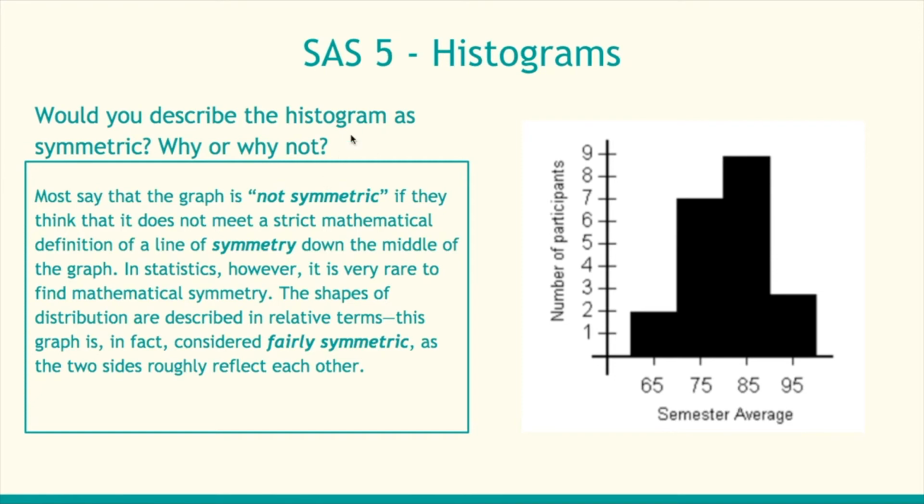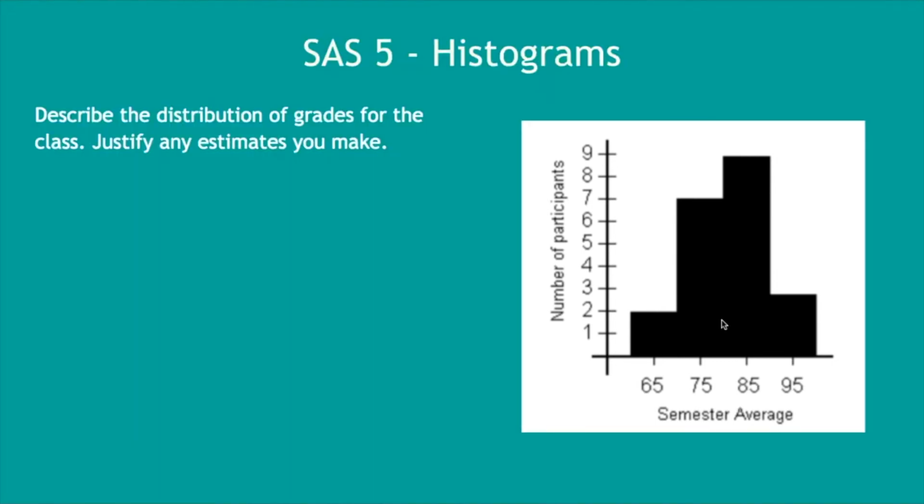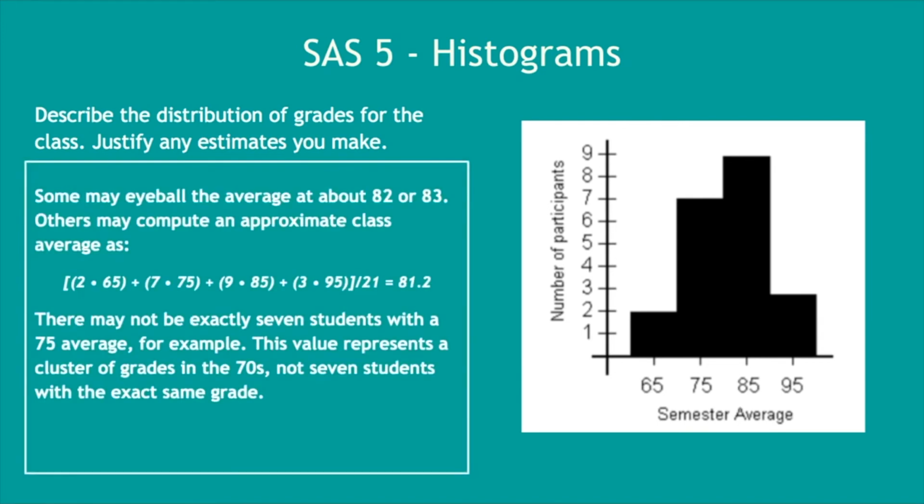So think of it this way. This is 9 and 3, which is 12, and this is 7 and 2, which is 9. Yes, there are more values on this side than there are on this side, but the mode is in the middle, so they're about the same. Now, describe the distribution of grades for the class. Justify any estimates you make. In this case, the average is about 82 or 83. Well, how do we know?